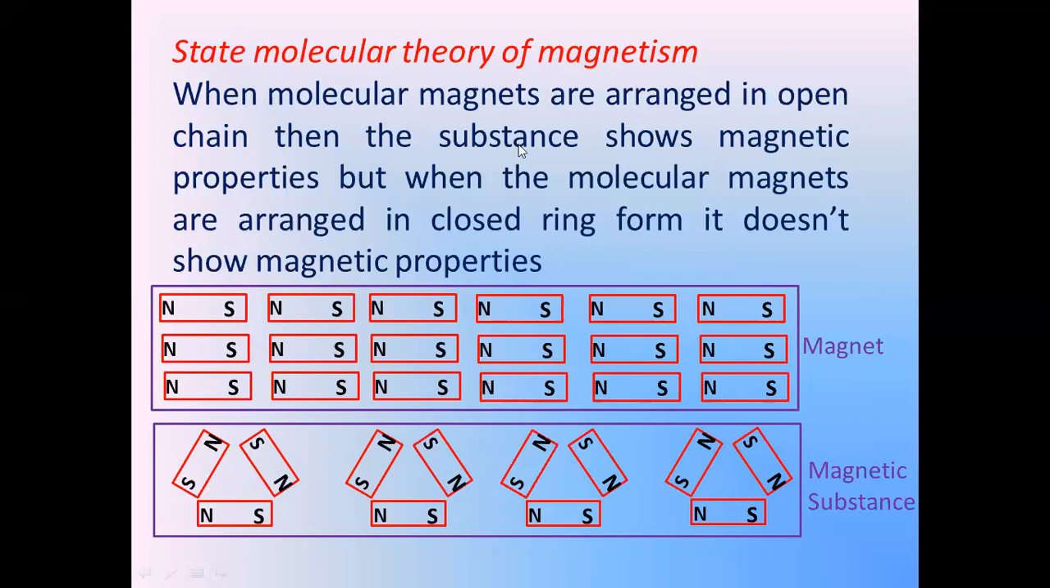But when the molecular magnets are arranged in a closed chain, or ring form, it doesn't show magnetic properties. What does this mean? Now we know that a magnet is also made up of molecular magnets. We know that iron is also made up of molecular magnets, but these substances are different in properties because in a magnet the molecular magnets are arranged differently, and in iron they are arranged differently.